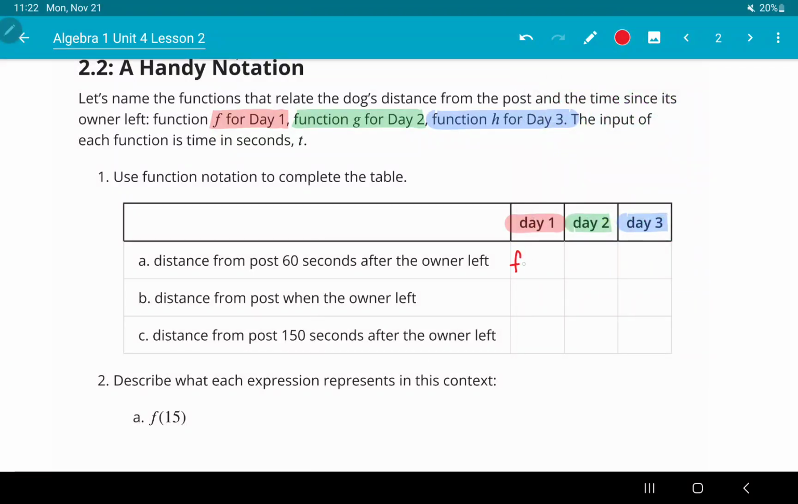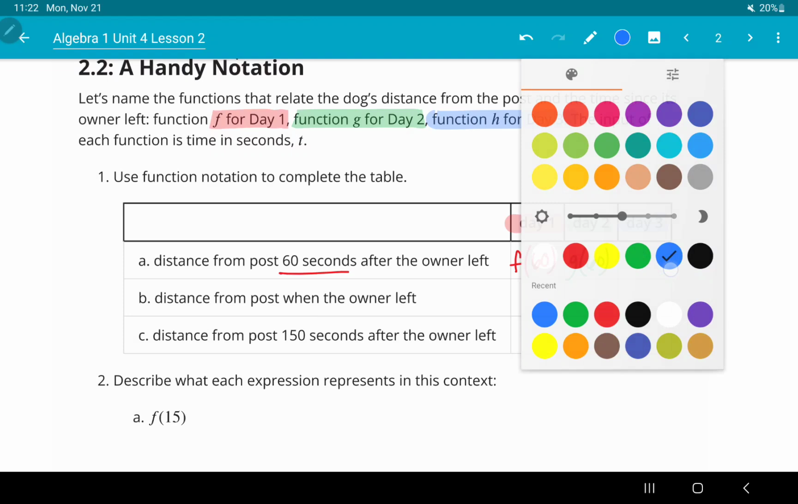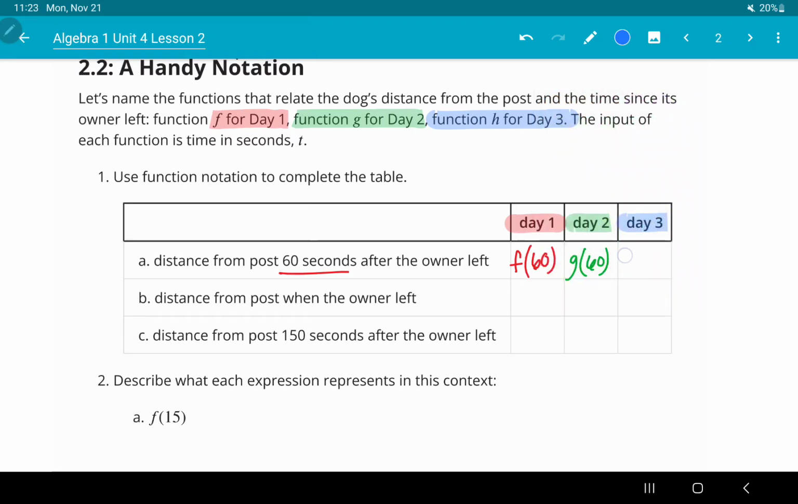So I'm going to put F, and then 60 seconds after the owner left, so inside the parentheses, I'm going to put 60. For day 2, since I'm using the letter G, I'm going to put G there. And we're still using the same time. It's still going to be 60. And for day 3, this time I'm using the letter H, so I'm going to put an H, but I'm still using 60 seconds, so I put a 60 there.